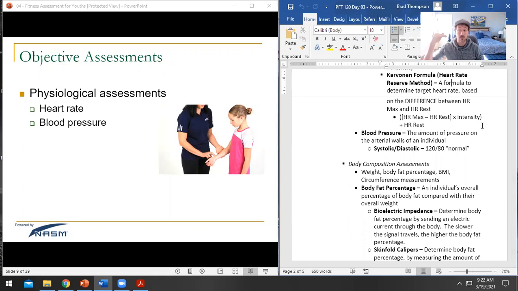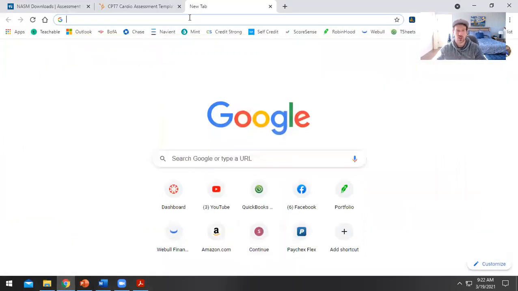If you're in really good shape, you're going to have a low resting heart rate. If your heart's not in such great shape, you'll have a high resting heart rate. So this is going to be the difference between these two. This is where we're taking into account our individual client. So I want to show you what that looks like.